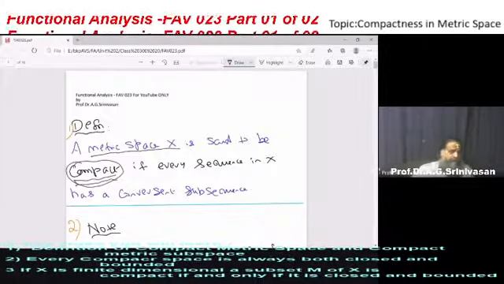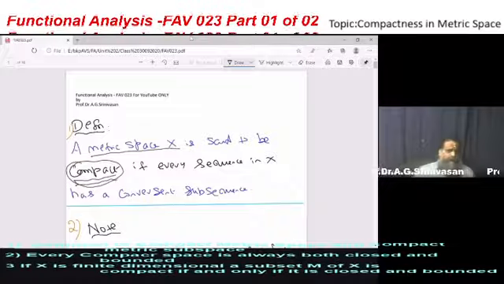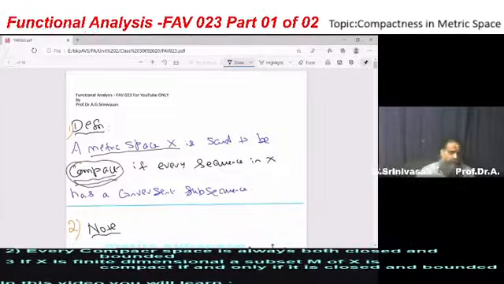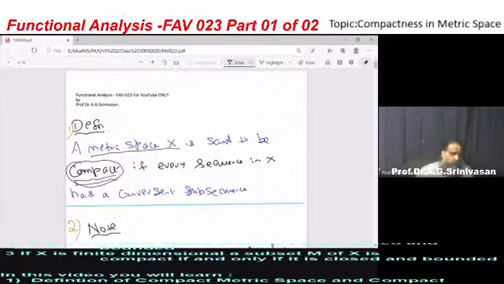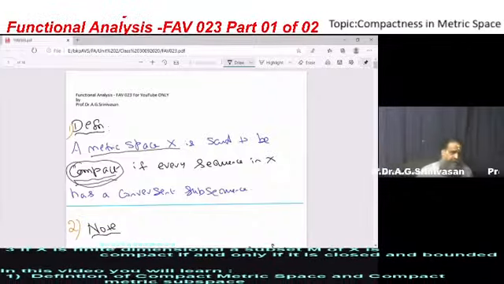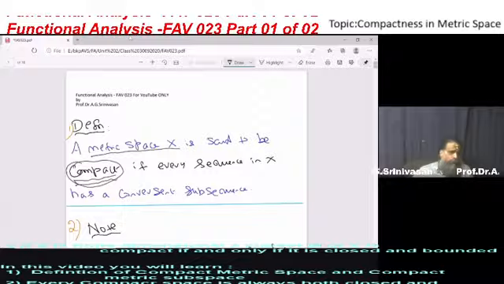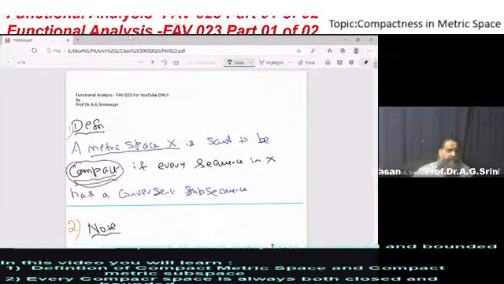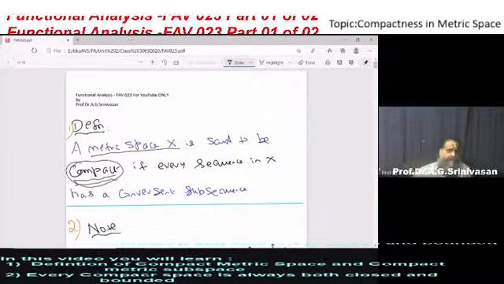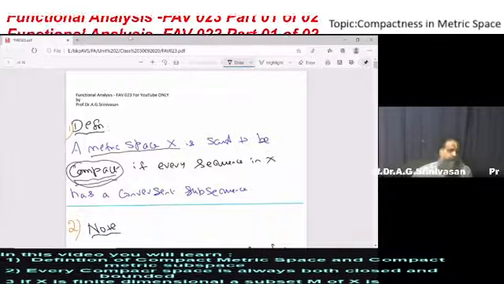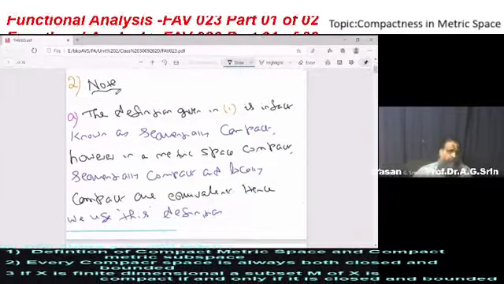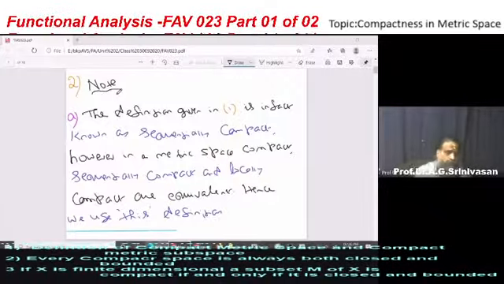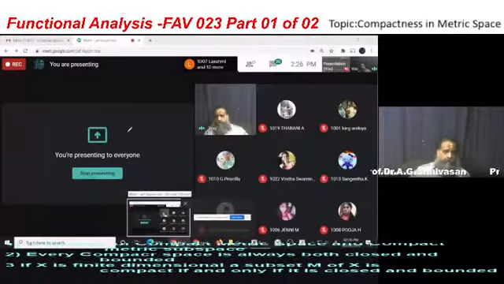Now, it may not be clear to you. Let me explain with a note. I'm using orange colors, 1, 2, 3, etc., and each has a different color to differentiate the concepts. So what is a compact metric space? Every sequence in X has a convergent subsequence. Now, the first point is this note.